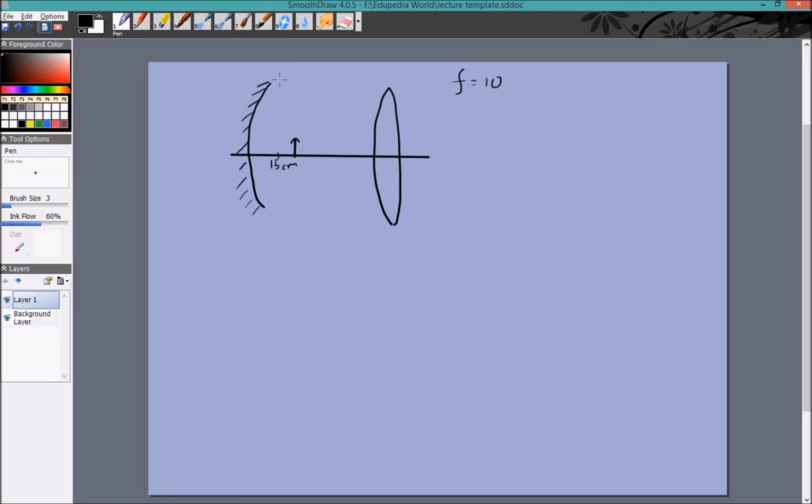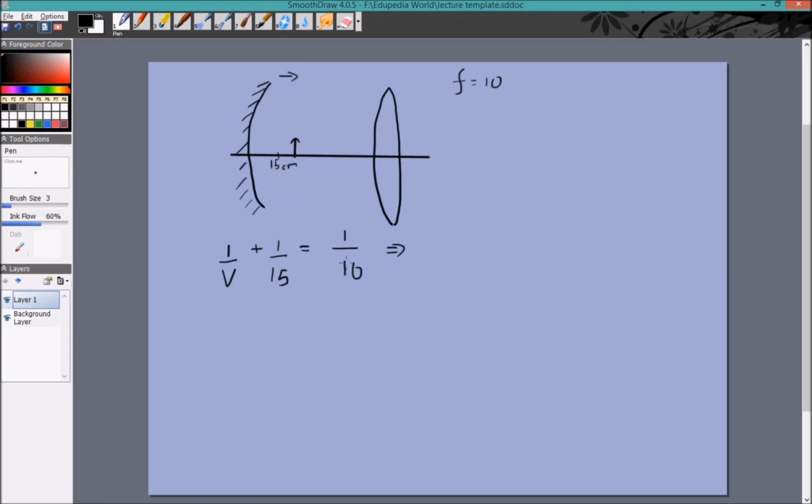So first we will have to do reflection by a mirror, and then later we will do refraction by a lens. For the mirror, the formula is 1 by v plus 1 by u equals 1 by f. So that will be 1 by v plus 1 by 15, because u is positive 15 in this case, the right direction is positive, is equal to 1 by f, and f is again positive in this case, which is 10.